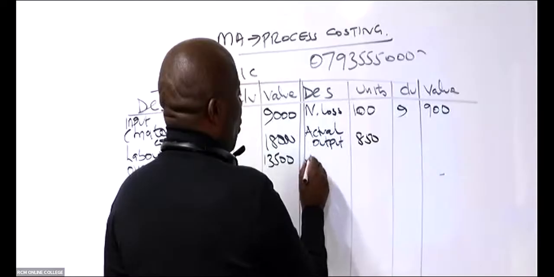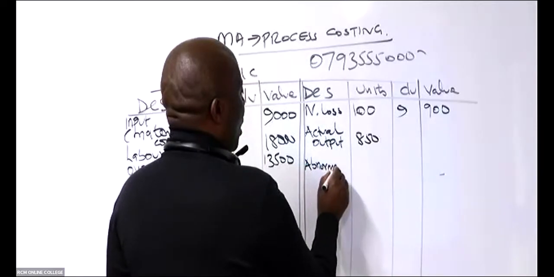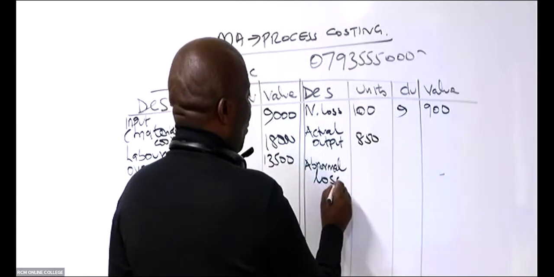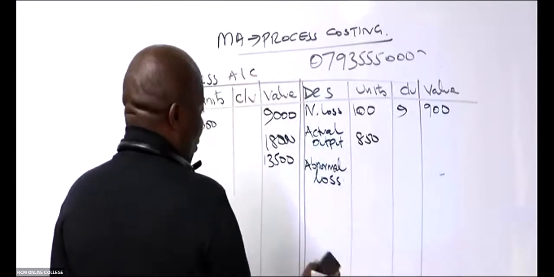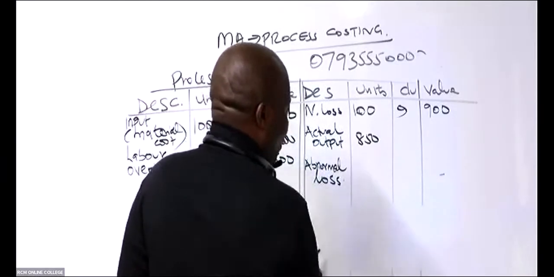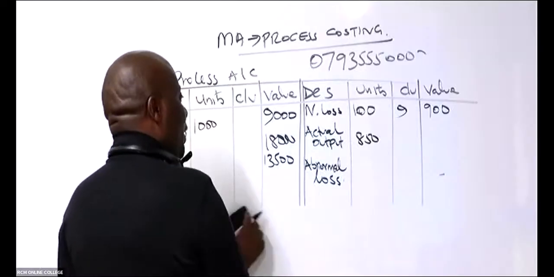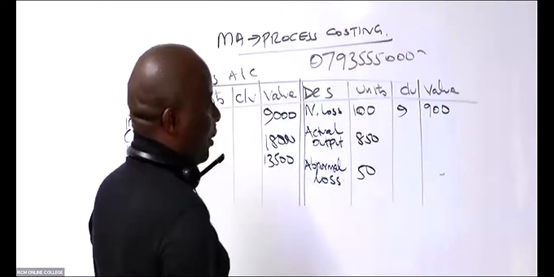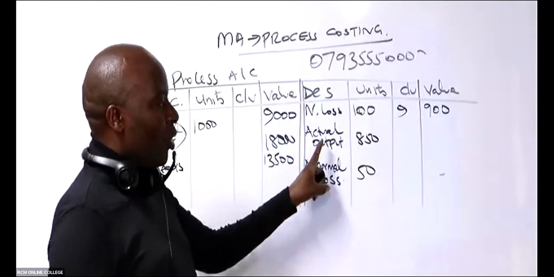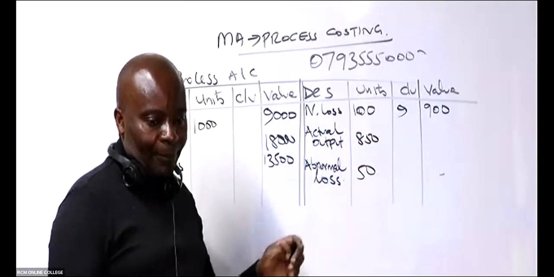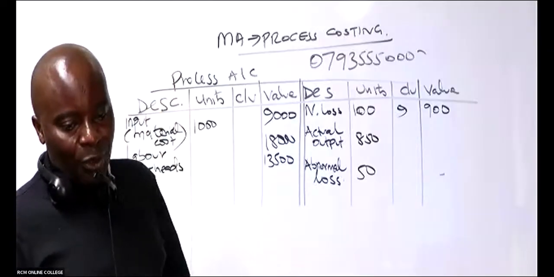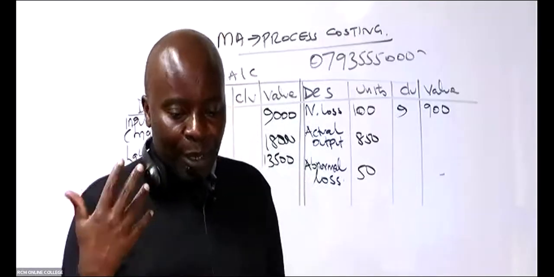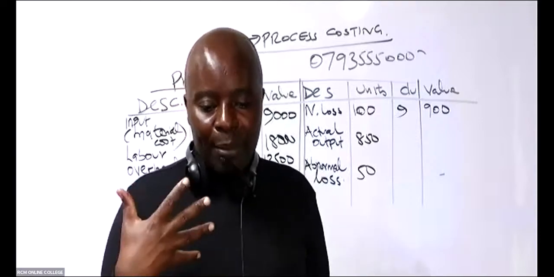And then we have what we are calling abnormal loss. So is there somebody who can tell us, first of all, the abnormal loss was 50. Please tell me something about valuation of the abnormal loss units. Anything you're able to remember about how we value abnormal loss?